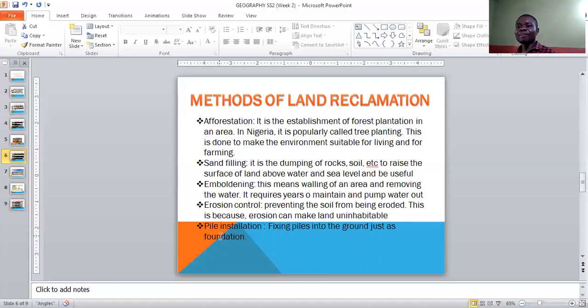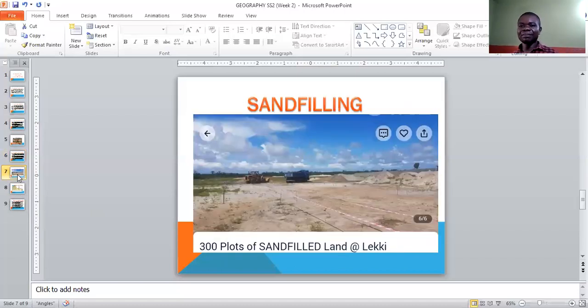This is also done, especially where they do road construction. You see machines or tractors that construct roads begin to sand fill. This is done mostly in areas that are waterlogged, because water will be coming. You now use laterite, that is the type of soil or sand, laterite soil, to fill the place. This is sand filling. You see here, this is sand filling. That is what has been done here.